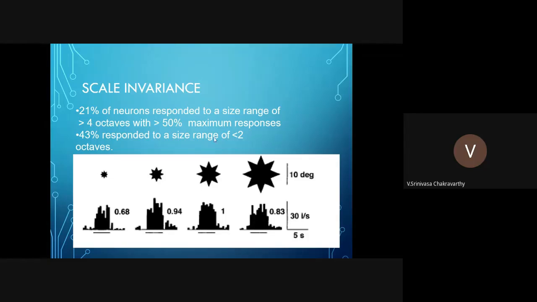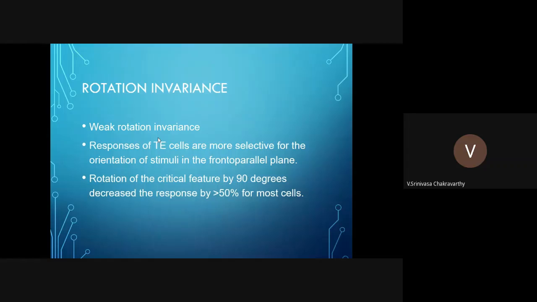Now, the response remains fairly stable over a size range of about 2 octaves. So 2 times and 2 times, right? Only over that range do you see a response fall of about 43%, which is a fairly robust response to scale variations.